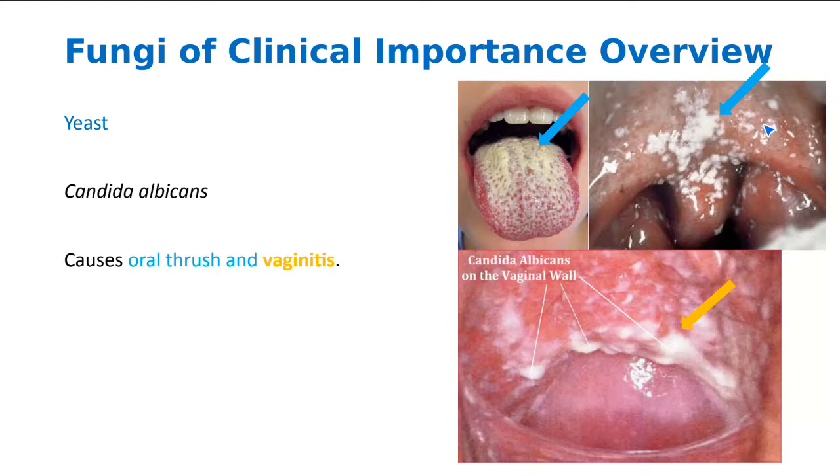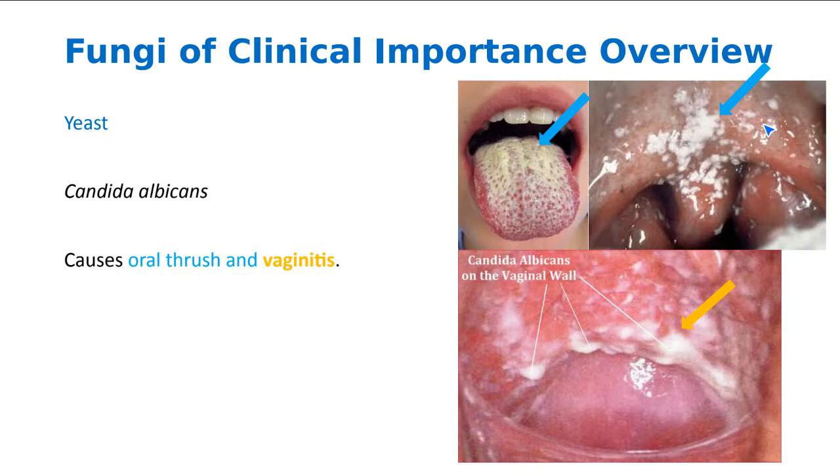Sometimes they grow on the sides of the cheeks on the inside, but usually it's going to be either tongue or soft palate. Okay, and then the bottom image, what you're looking at is inside a vagina. You can see the cervix, and then you can see the overgrowth of the yeast in the vagina. Okay, good.